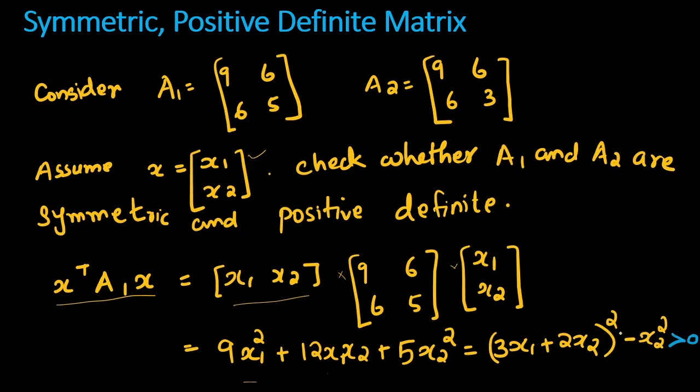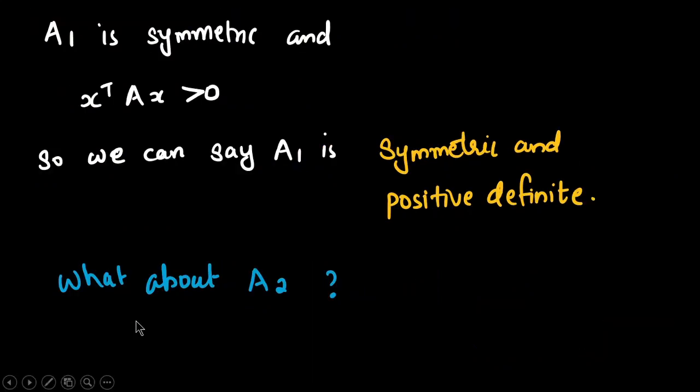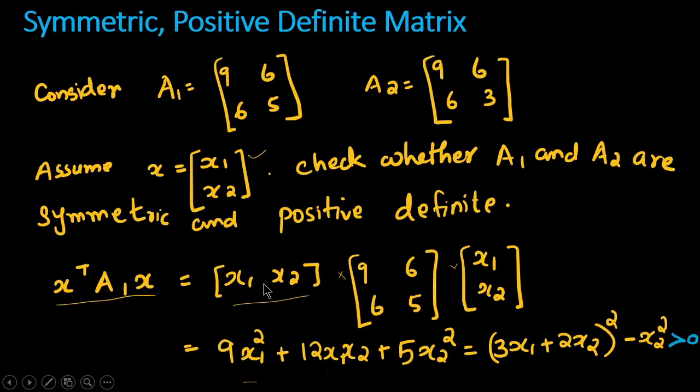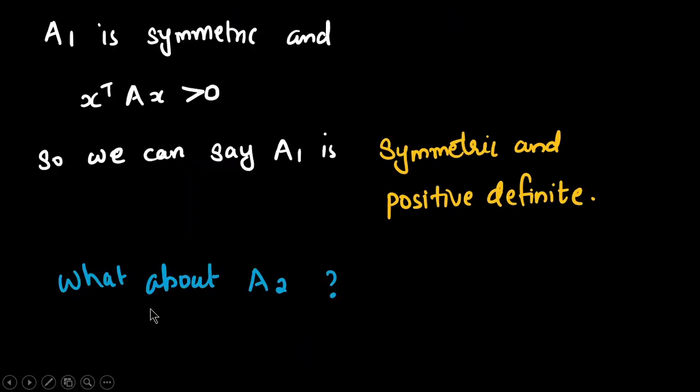We can check it with different values for x, and we will always get greater than 0. So we can say that A1 is a symmetric and positive definite matrix. And let's check what happens to A2. Similarly, instead of A1, we have to put A2 and find out.